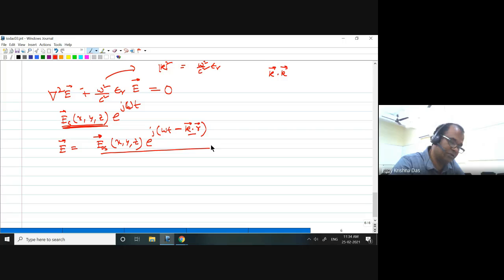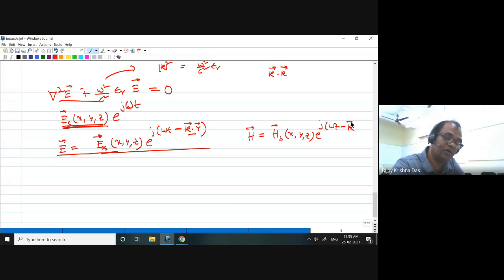So once we know that the electric field is this one, can we just go back to Maxwell's equations? Normally in this part, it is actually just space dependent solutions you are getting. Sometimes in this type of situation, when E is equal to this, you can also write the magnetic field H equal to something like H_s(x, y, z) e to the power j(omega t minus k dot r). This way you are representing it.